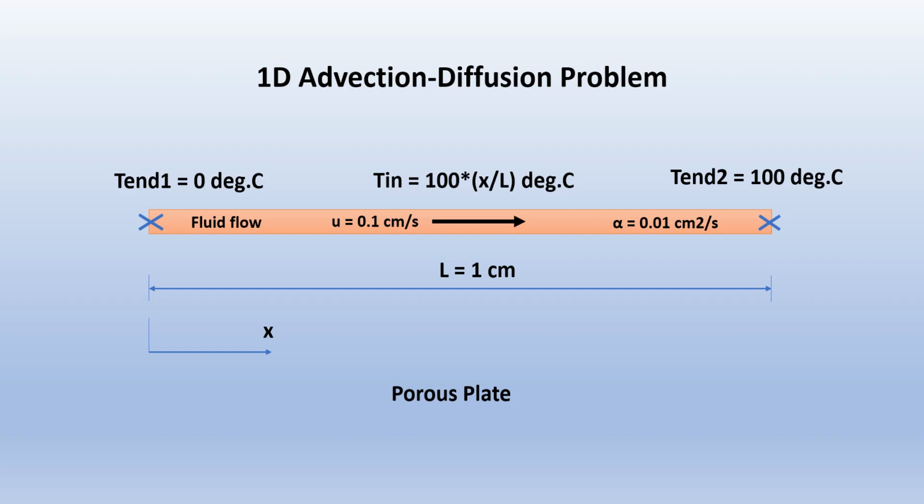One end of the plate is maintained at 0 degrees Celsius and the other end is maintained at 100 degrees Celsius. The temperatures along the length of the plate vary uniformly, rather linearly, as shown: T equals 100 times x over L degrees Celsius.